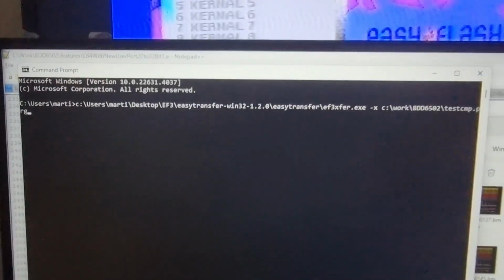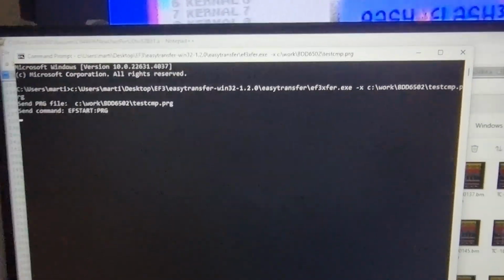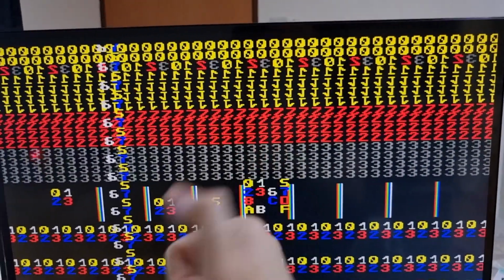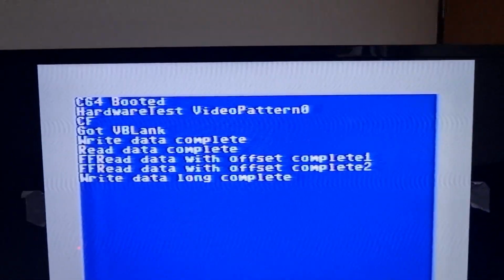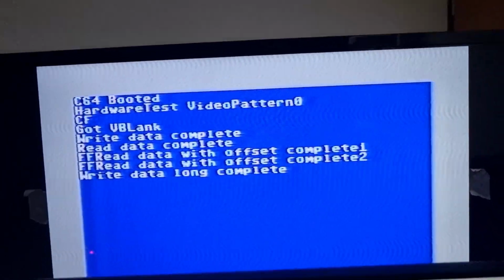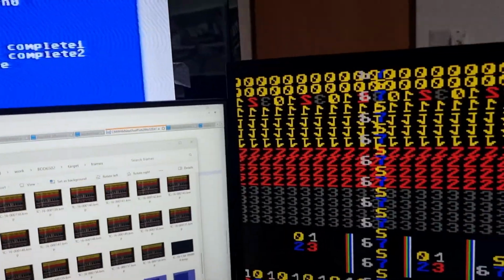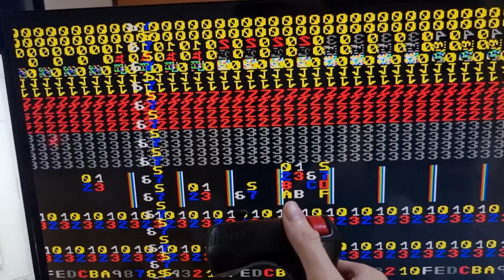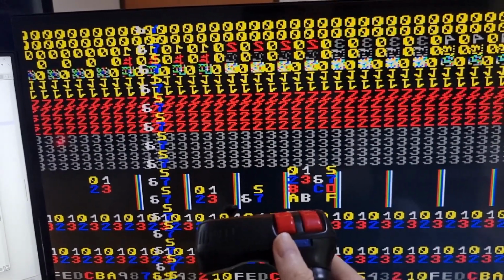So I'm going to use the command line this time for easy transfer to the Commodore 64. And the screen goes off and the screen comes back on again, and there's the kind of power-on test video pattern. There's the output from the Commodore 64. It's waiting for me to press fire, so I'm going to press fire. Watch the middle of the screen. The bus contention should flick up for a few frames there.